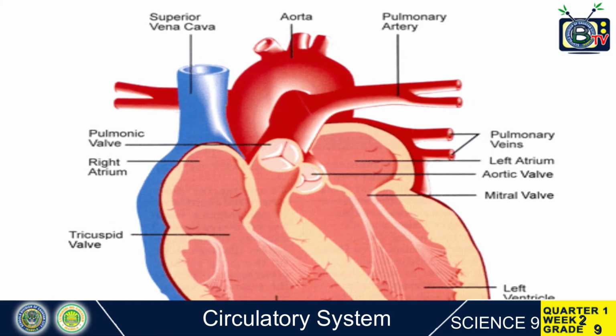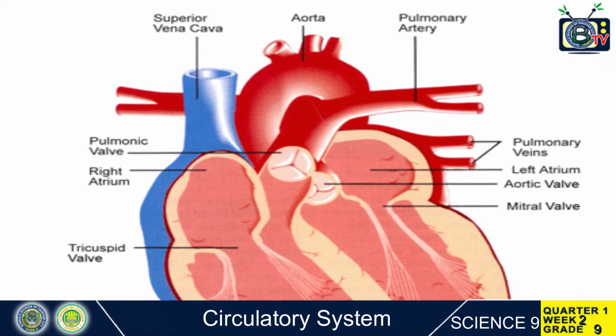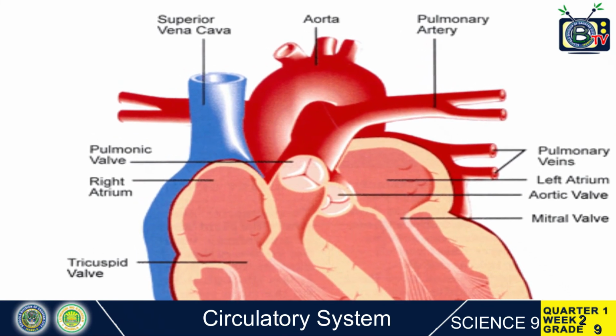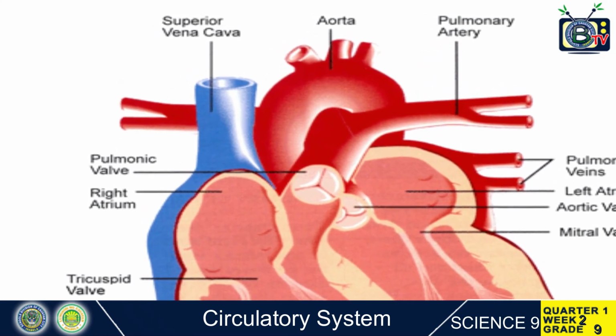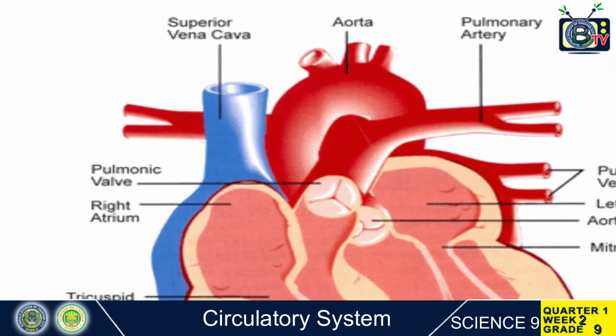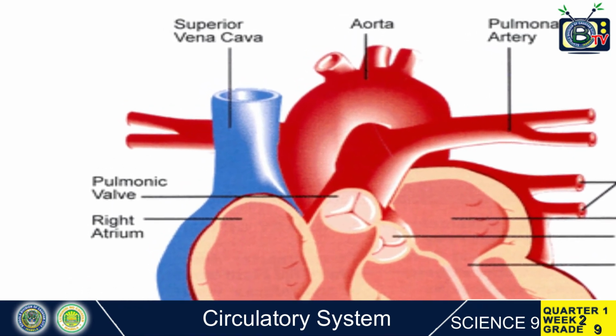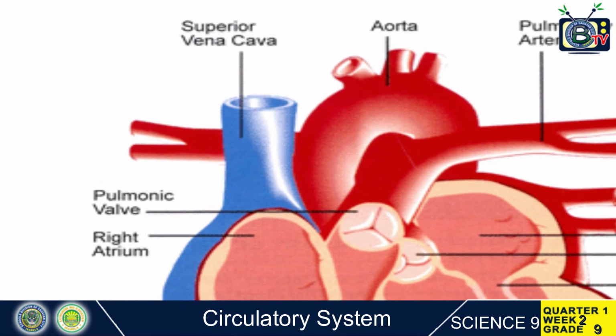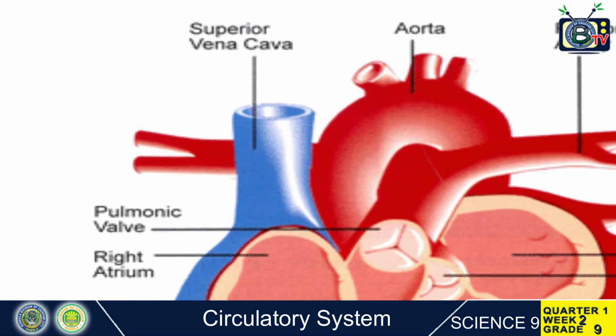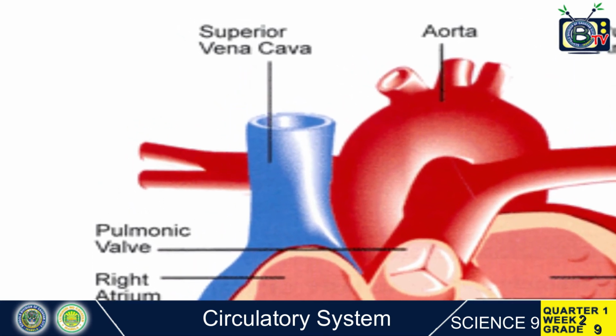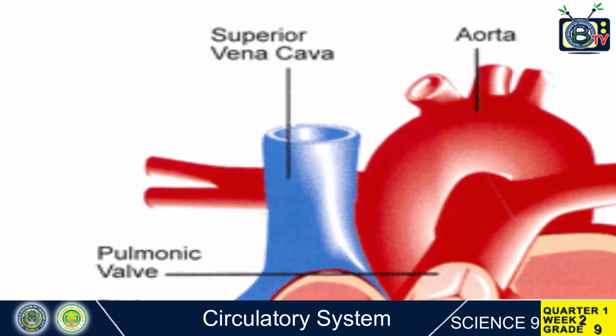On the right side of the heart, the superior vena cava transports the deoxygenated blood from the head and arms, and the inferior vena cava transports the deoxygenated blood from the lower part of the body back to the heart, where it enters the right atrium.